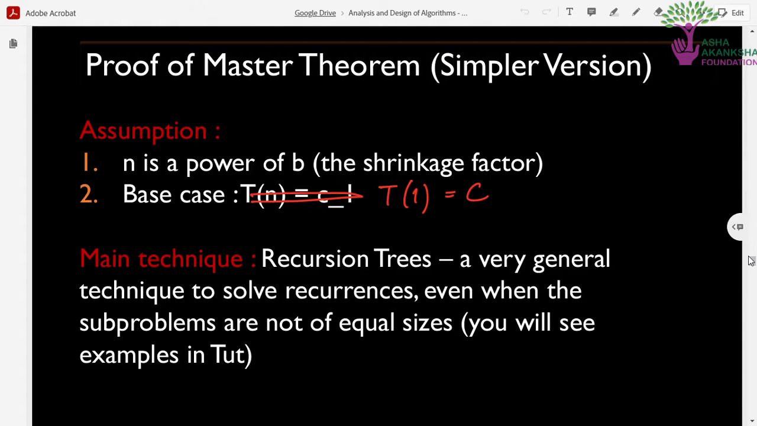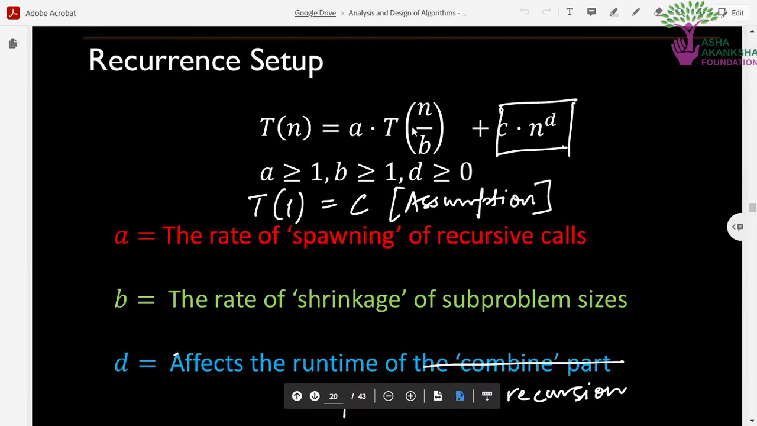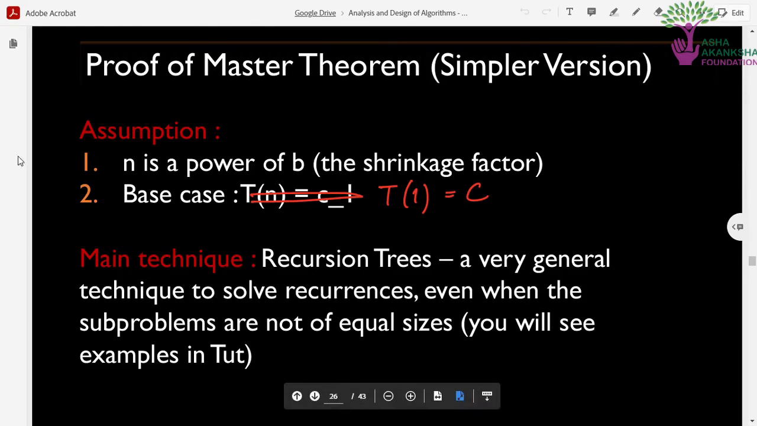There are several assumptions involved while proving this theorem. First, we will take n to be a power of b. That is, b is the shrinkage factor, right? And n is a power of that, so that when we put it in this formula, the thing that comes inside the bracket becomes a simple integer and doesn't become a rational number like a fraction. It just becomes an integer. That's why we assume that n is a power of b.